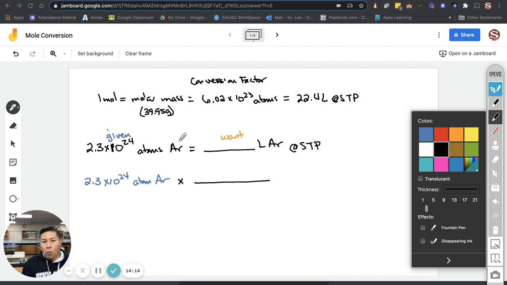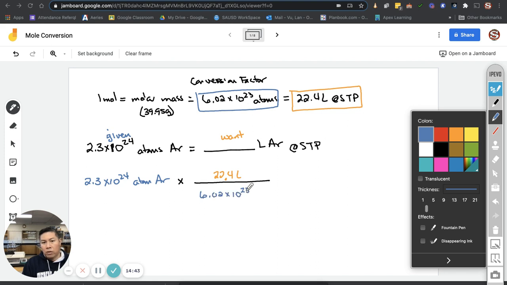So remember, what I want goes on top. What I'm given goes on the bottom. So remember, the given is the atoms, which means this is the given. Okay. And the one is going to be liters. So this is the one. So I'm going to put 22.4 liters on top because that's what I want. 22.4 liters goes on top. And then I'm going to put on the bottom the given, which is basically 6.02 times 10 to the 23rd atoms, okay? So notice, again, this is like a fraction. So atoms on top, atoms on the bottom, they will cancel out. So now all I have to do is do the math.